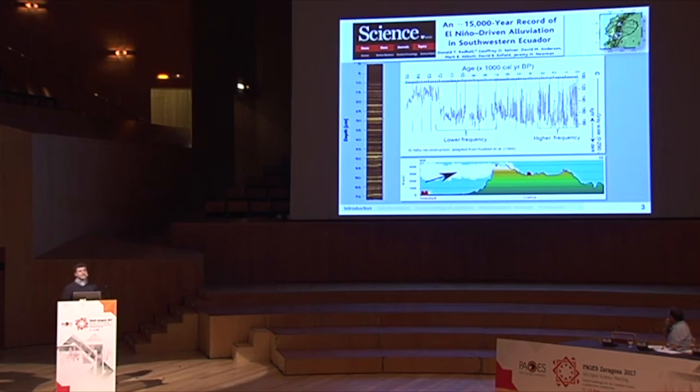However, in 1999, this iconic publication was established by Donald T. Rothbell and colleagues, which was about an approximately 15,000 year record of El Nino-driven alluviation in southwestern Ecuador. They cored a 9-meter-long core from this lake up here, Laguna Paicacocha, which is just sited on the eastern side of the climatic divide. And they could relate those light layers here with alluvial activity.